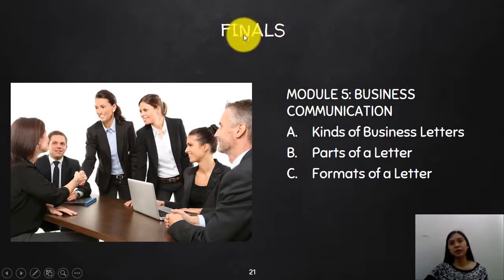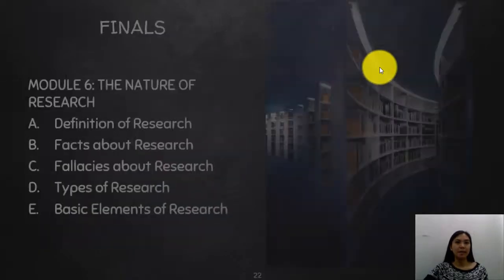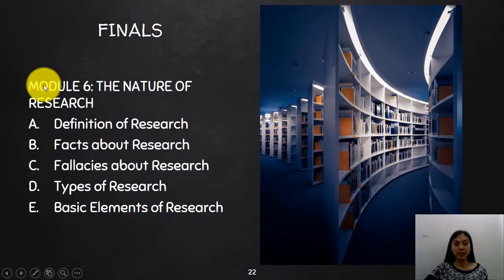So also included in the finals is your module number 5, business communication, wherein we get to talk about the kinds of business letters, the parts of a letter, and the formats of a letter. And lastly, module number 6 for the finals, we will talk about the nature of research: the definition, the facts, the fallacies, the types of research, and the basic elements of research.